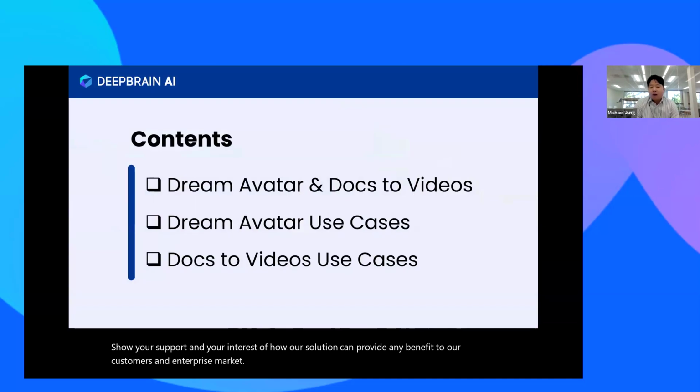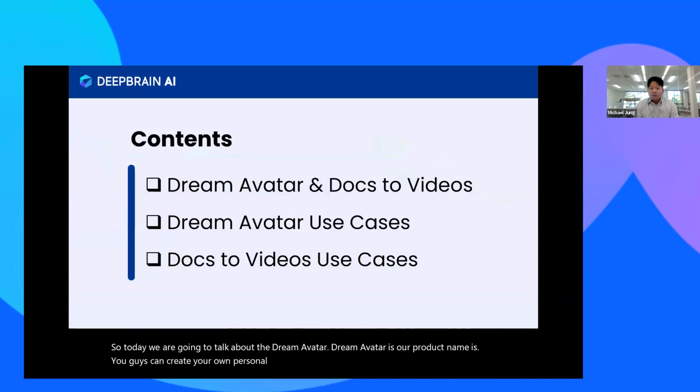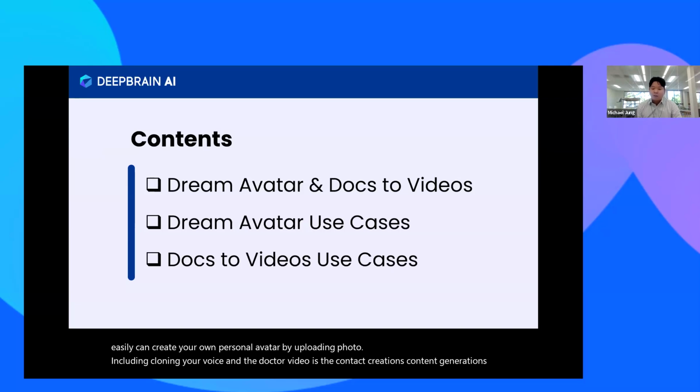So today we are going to talk about Dream Avatar. Dream Avatar is our product name. You can create your own personal avatar by uploading a photo. Most of our folks know we provide high quality, hyper realistic avatars, which need a process of going to the studio to film and a couple of weeks of learning. But with Dream Avatar, you can easily create your own personal avatar by uploading a photo, including cloning your voice. And Docs to Video is content generation using other AI solution tools.